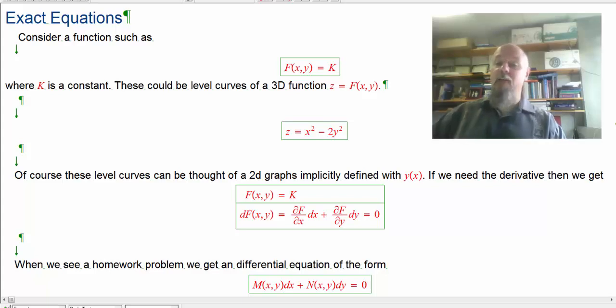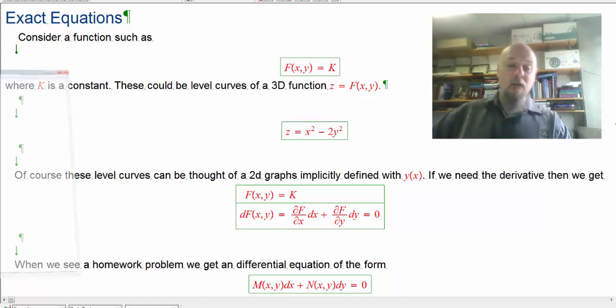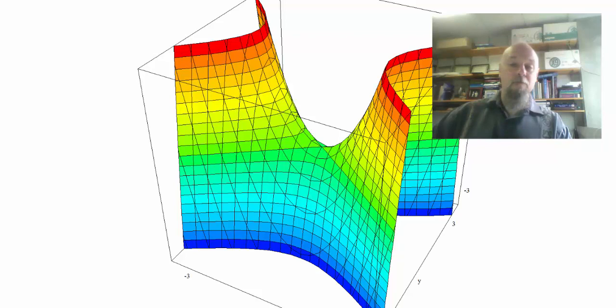Okay, let's talk about exact equations. Now, to really appreciate exact equations from differential equations, it would be helpful if you had some multivariable calculus knowledge. The multivariable calculus knowledge that you would need, let's take a look at a surface here.